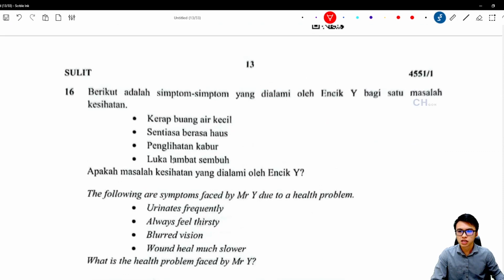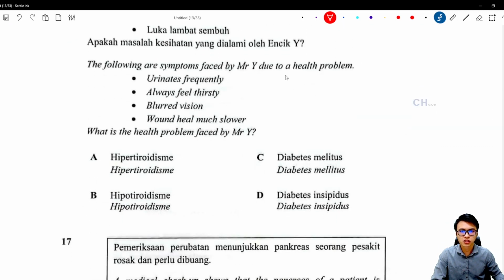Okay, question 16. The following are the symptoms faced by Mr. Y due to the health problem: urinates frequently, always feels thirsty, blurred vision, wounds heal much slower. When you see the first two statements, maybe you were confused between diabetes mellitus and diabetes insipidus. This one is confirmed wrong, wrong spelling. It should be hyper and hypo. Hyper means a lot of thyroid, hypo means too little thyroid, a lack of thyroid. So these two are out, definitely.